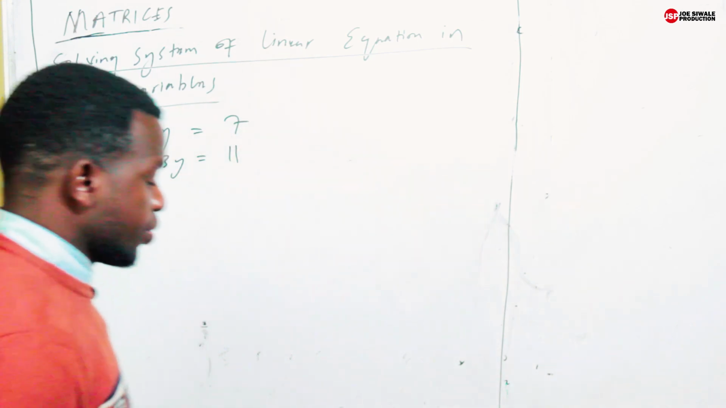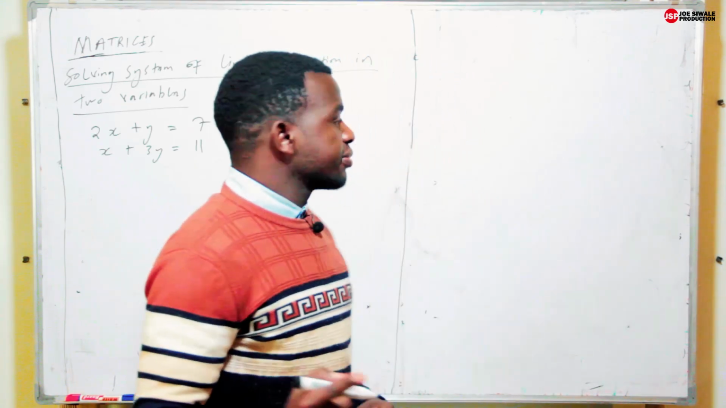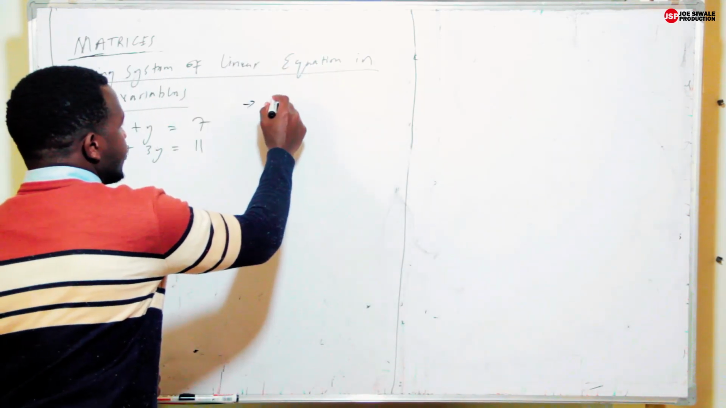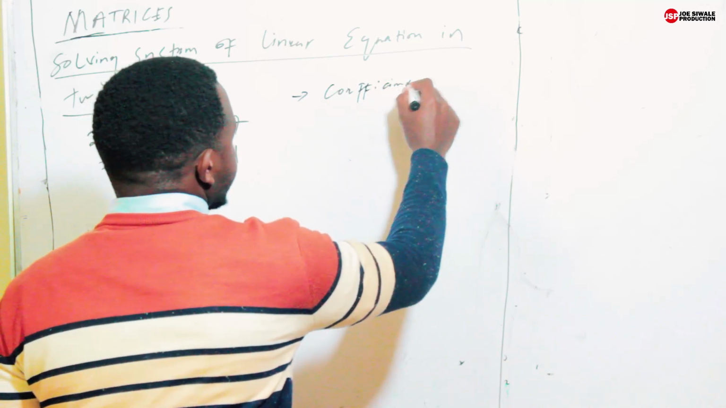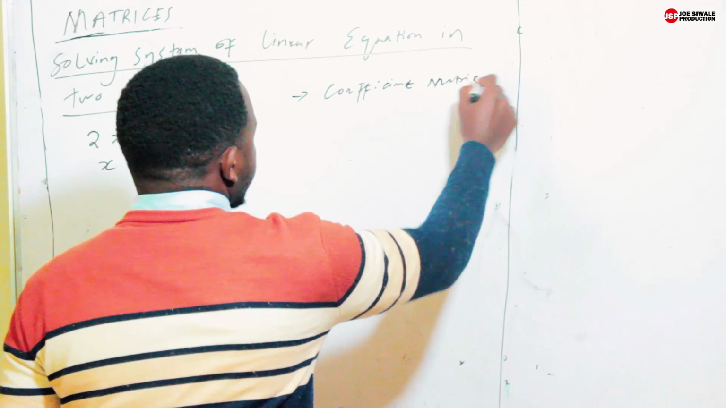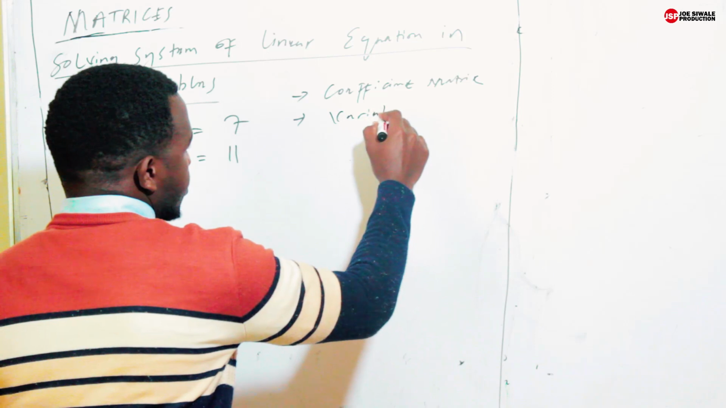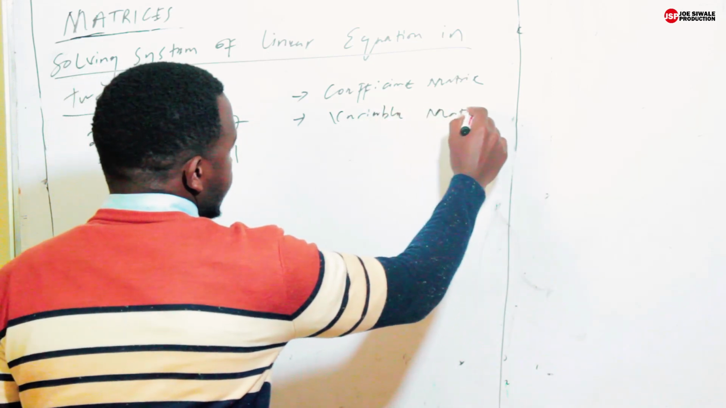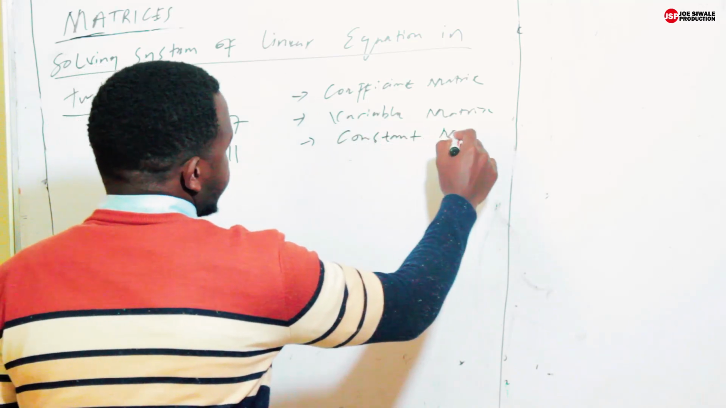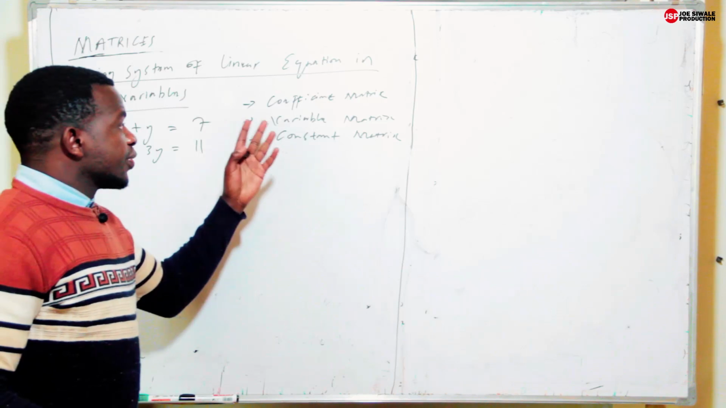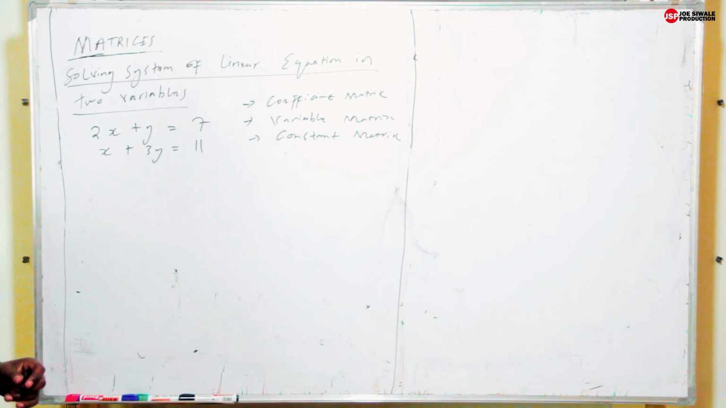So the first thing that we are going to do here, we are going to find three matrices. So the first matrix that we are going to find, the coefficient matrix. Then the second matrix that we're going to find is the variable matrix. Then we're also going to find the constant matrix. So these three types of matrices, they're going to help us to find the solutions of x and y.